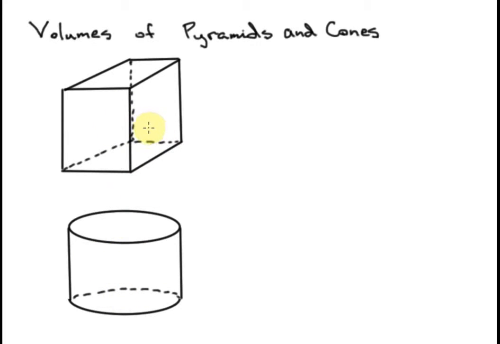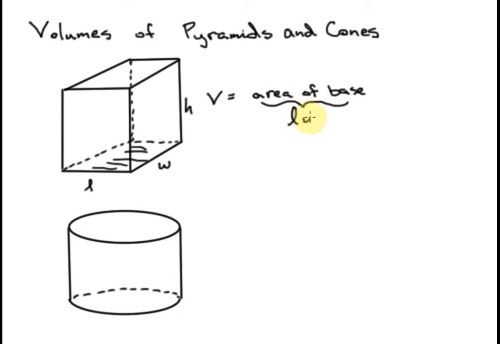So let's look at the box shape first. Now to get the volume of a box, I think most people would agree, not too bad. You take the length times the width, and then you times that by the height. Another way of thinking about length times width is getting the area of the rectangular bottom, which is the area of the base.